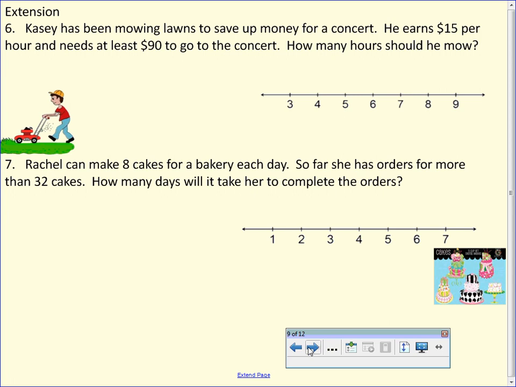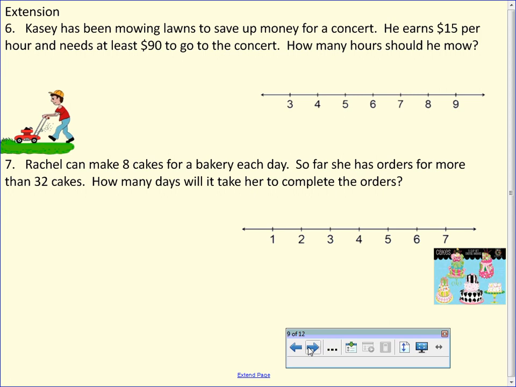All right, Casey has been mowing lawns to save up money for a concert. He earns $15 per hour. What do we know per means? What operation does per mean? Multiplication. So $15 per hour, so you would multiply $15 times the number of hours. So per means multiplication. He needs at least 90. So we need $90 or more to go to the concert.